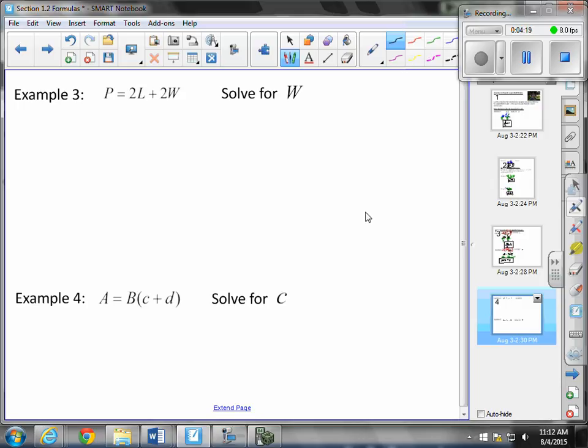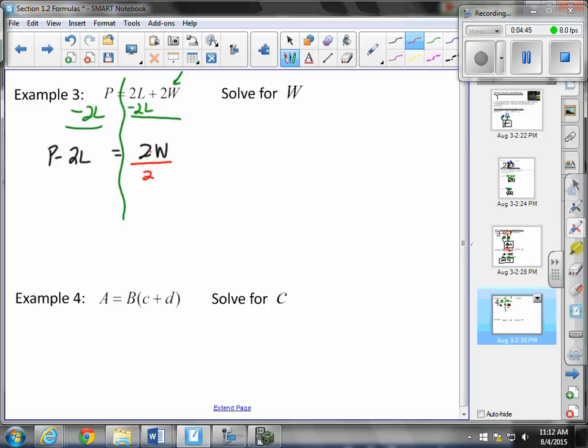Example number 3. P equals 2L plus 2W. Solve for W. So we're trying to get W by itself. I have addition here though, so I'm going to subtract 2L from both sides of my equation so that I can get that term with W by itself. P minus 2L equals 2W. And now I have my multiplication property, 2 times W. I'm going to divide the entire side by 2. And I get P minus 2L over 2 equals W.